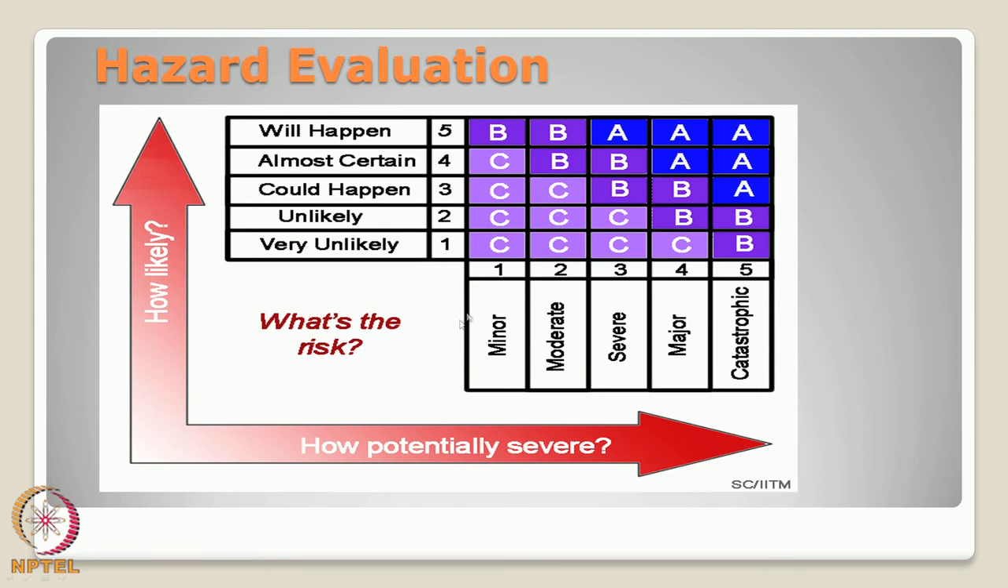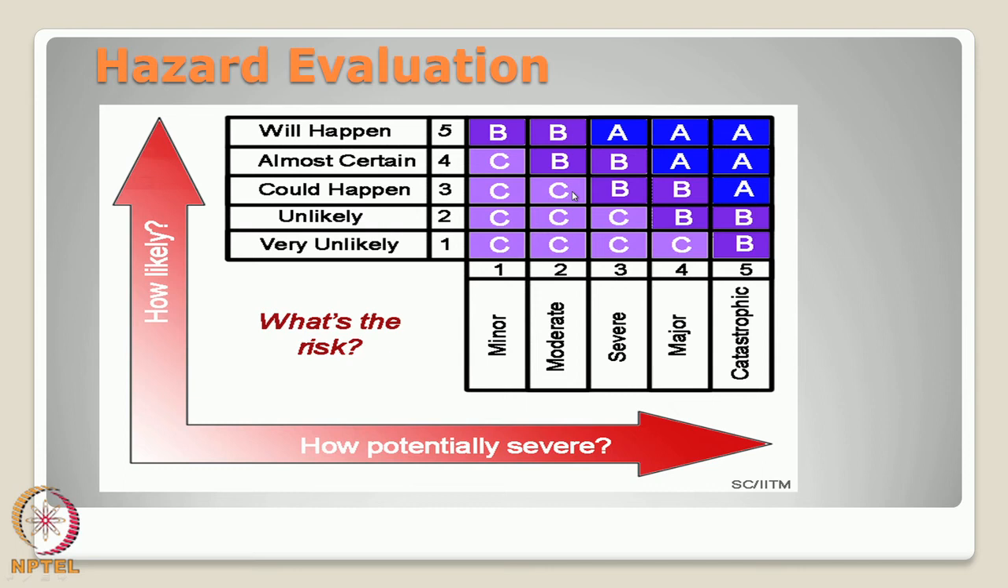So, you form a matrix and you classify them in an alphabetic notation varying from A, B, C, as you see from the matrix here. For example, any potential severity which is minor but will definitely be likely to happen may be classified as B. Any catastrophic severity which may be very unlikely is also classified as B. So, one can see here the band of B which is undesirable. Of course, A is acceptable and C is also acceptable, of course, with some corrective measures.